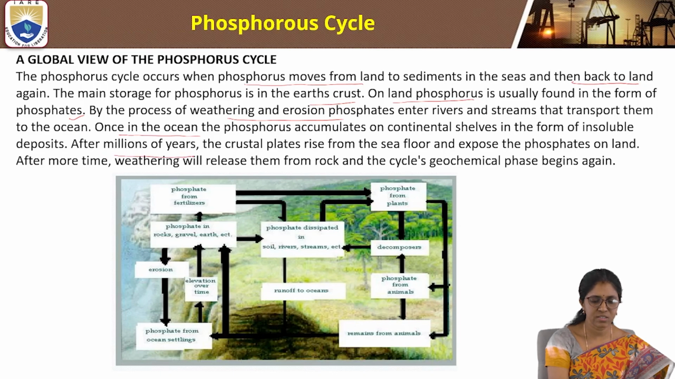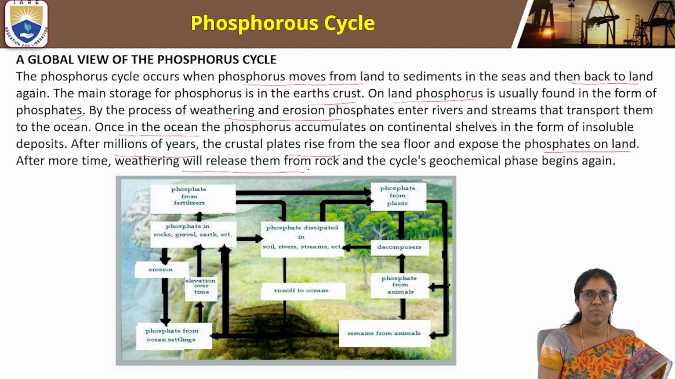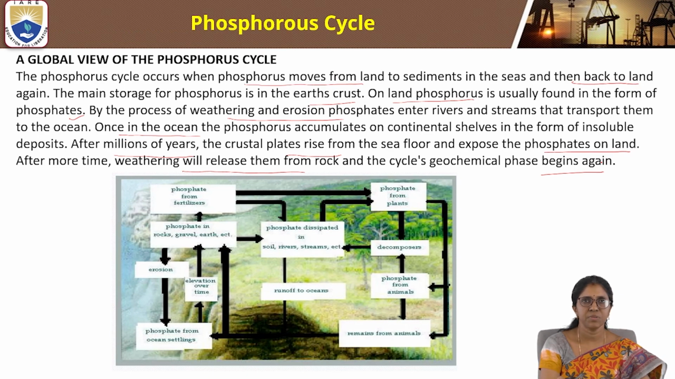After millions of years, the crustal plates rise from the sea floor, and this exposes the phosphates on land. After more time, weathering will release them from rock and cycle. The geochemical phase begins again.